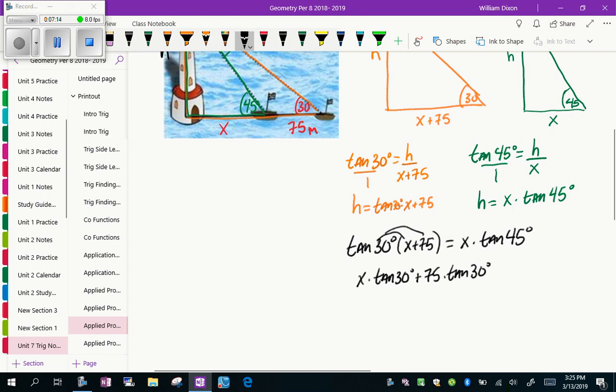Degrees. And that's going to equal x times the tangent of 45 degrees. Okay, now what I want to do is get my x's on the same side of the equation, so I'm going to move them over. And I'm going to do that using subtraction.